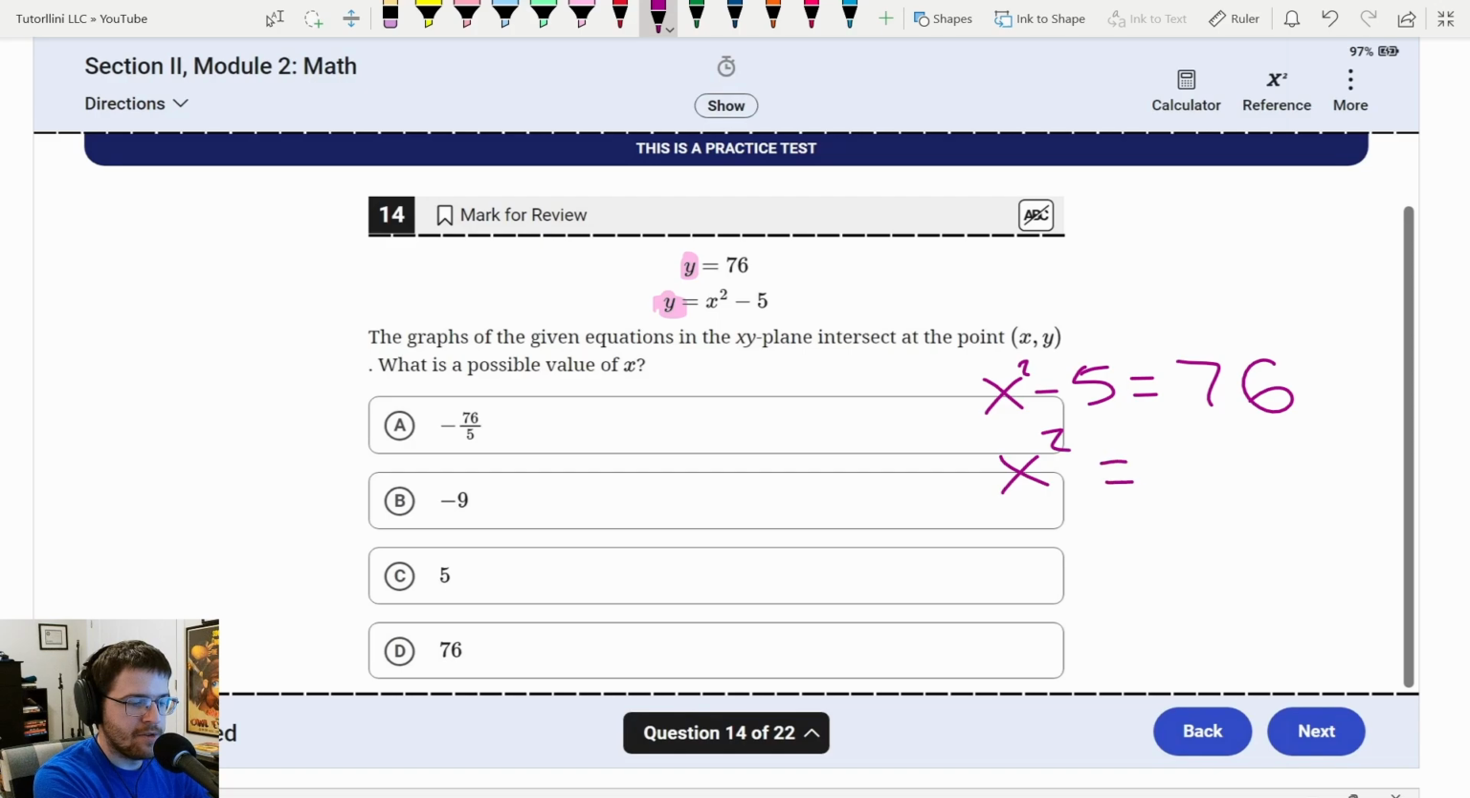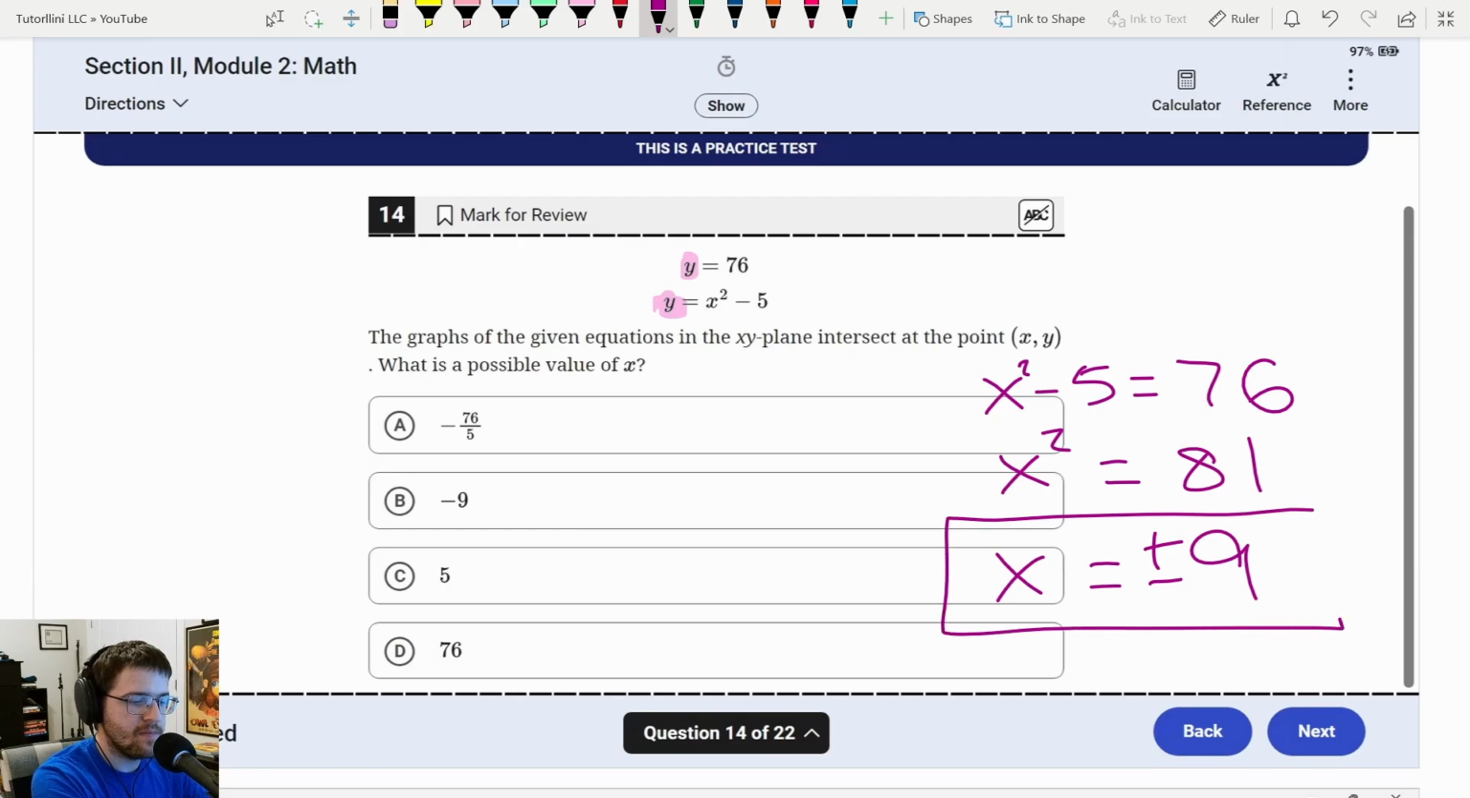X squared equals 81. And now I'm going to take the square root of both sides. X equals 9. But remember, when you take the square root of both sides in an equation, you've got to put a plus or minus on the other side. So I'm looking for an answer choice that has positive 9 or negative 9 because it's asking for x. Be really careful. They totally could have asked you for y. All right, I see negative 9 as a choice, so we're going to pick B.